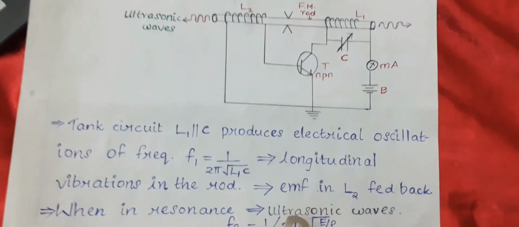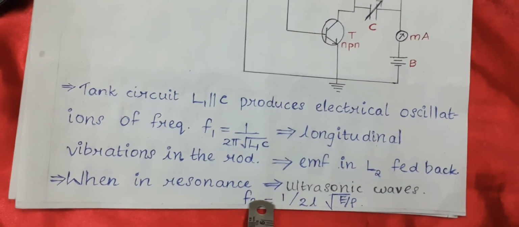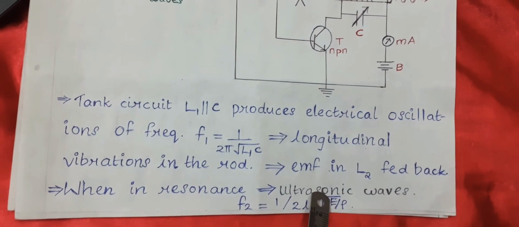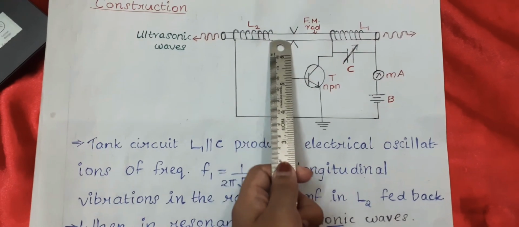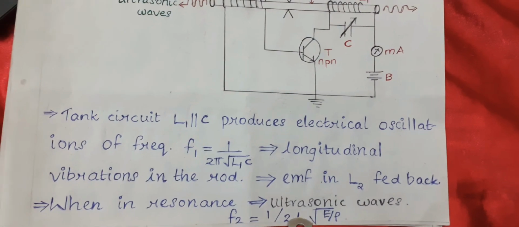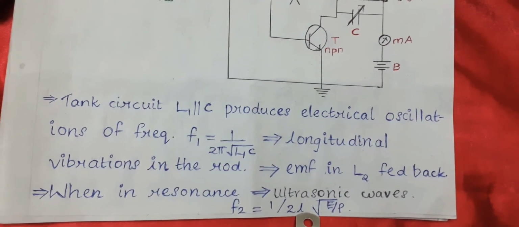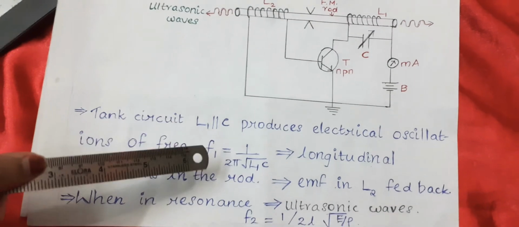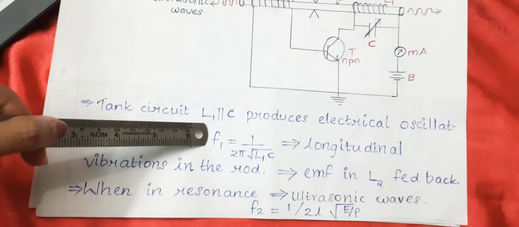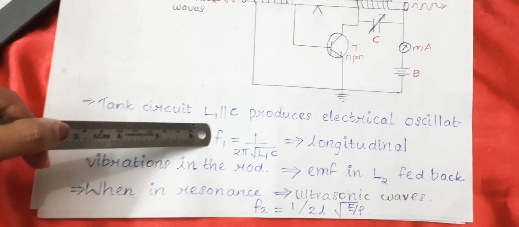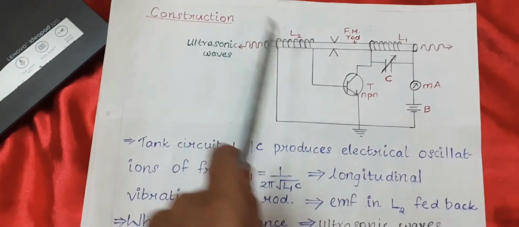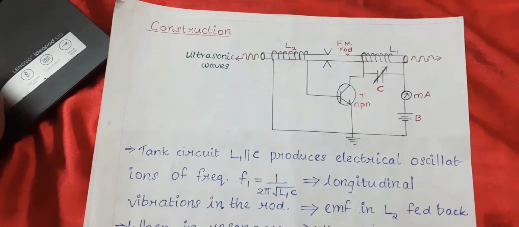The natural frequency of vibration of the rod is given by F2 equals 1 by 2L into root of E by rho, where E is the Young's modulus of the material of the rod, rho is the density of the material, and L is the length of the rod. So, when the frequency of vibration of the rod F2 becomes equal to F1, 1 by 2 pi root of L1C, resonance will happen, and due to resonance, the vibration of the rod will be maximum. The rod will start to vibrate with maximum amplitude.